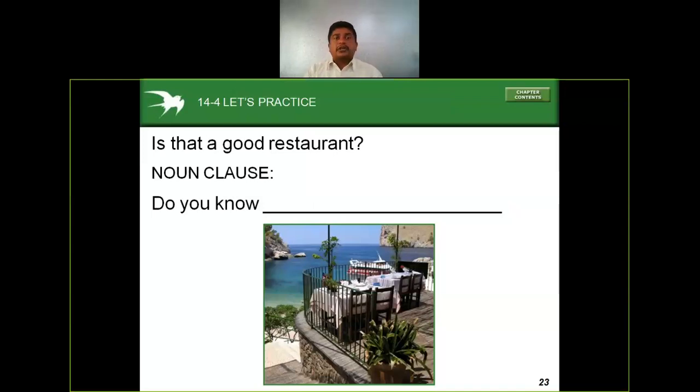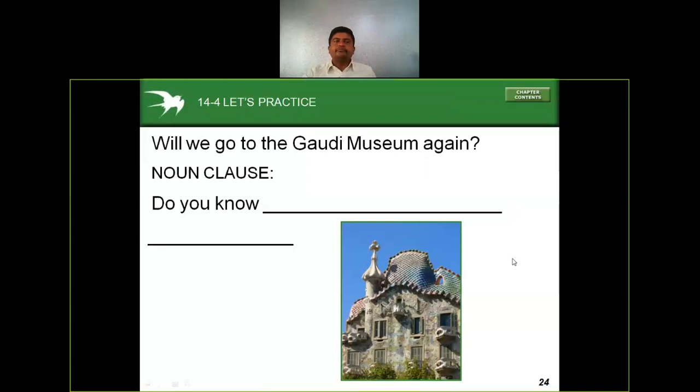Is that a good restaurant? How could it be the noun clause? Okay, come on, change. Can anyone answer me now? Yeah. Do you know if that is a good restaurant? Right? First example. Next one. Will we go to the Gaudi Museum again? What might be the noun clause? Do you know if we will go to the Gaudi Museum again? Yes.